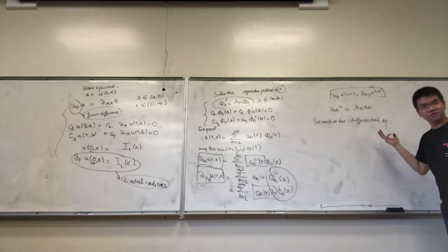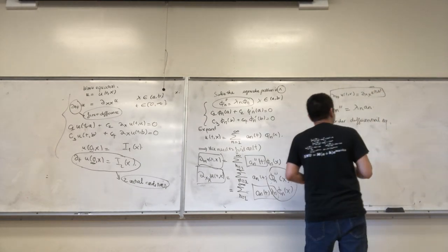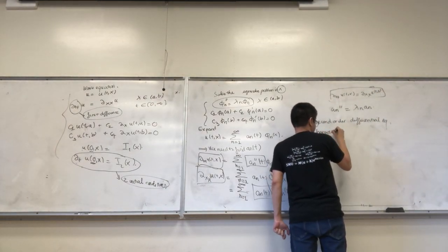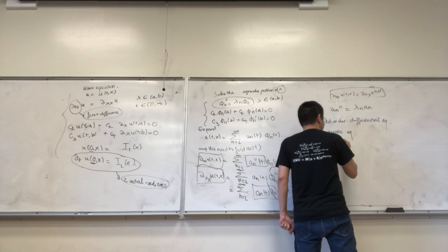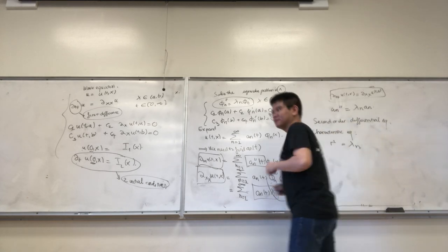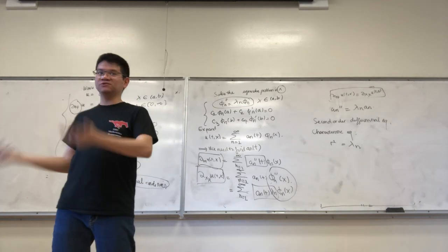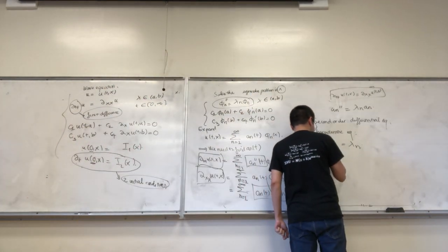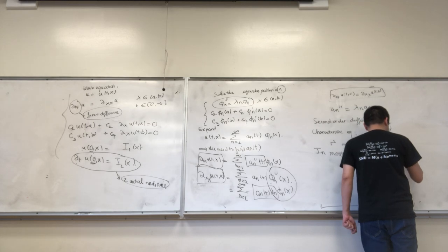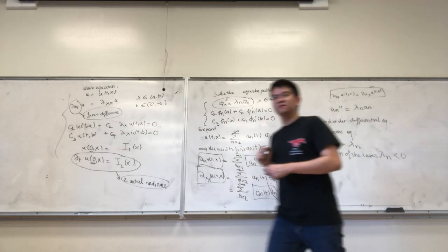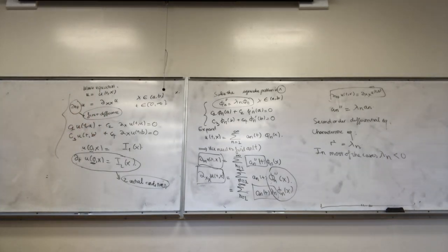Now for this one, again you're going to use the same method, right? So the characteristic equation: you have r squared is equal to lambda n. In most of the cases, lambda n is negative. What can I say about the roots? They'll be imaginary in this case.